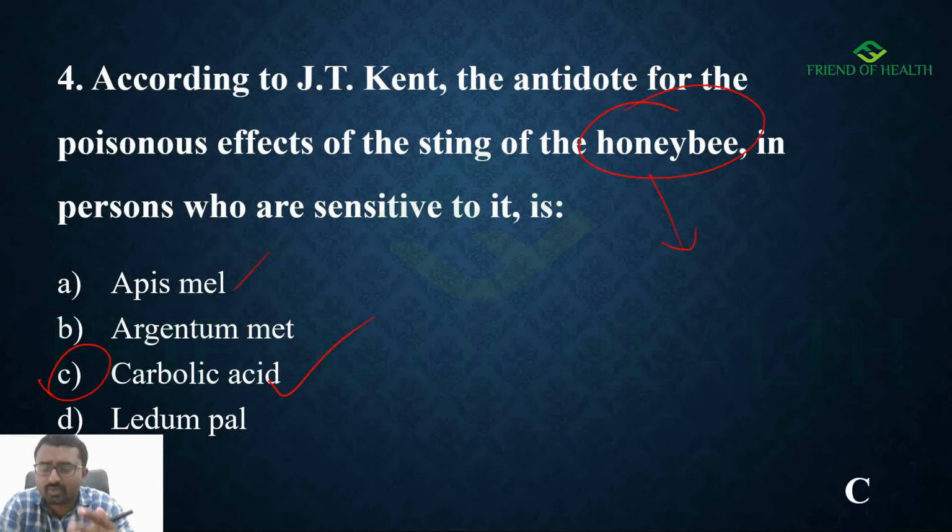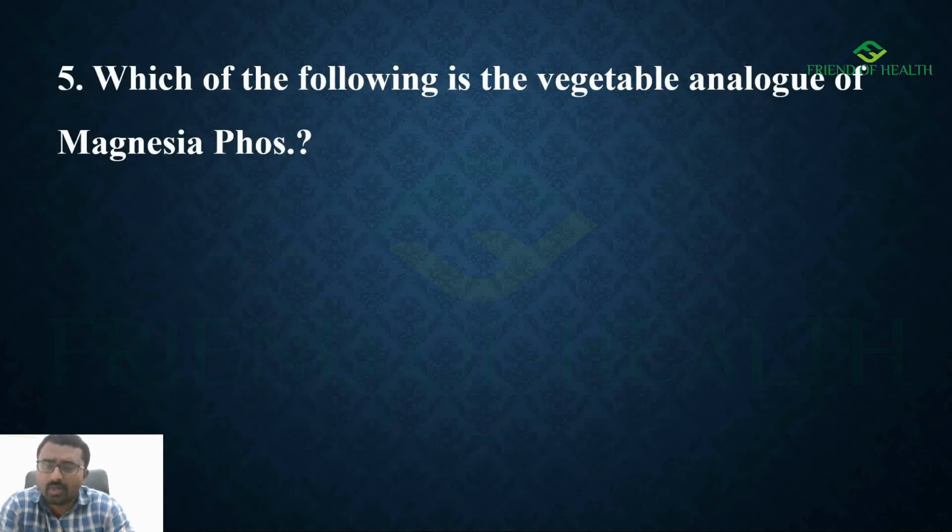Don't forget, sometimes a 2020 question can be repeated exactly, or a similar question can be repeated in this year's question paper also. So which of the following is a vegetable analog of Magnesia phos? So I told you, this kind of questions are repeatedly asked in these areas.